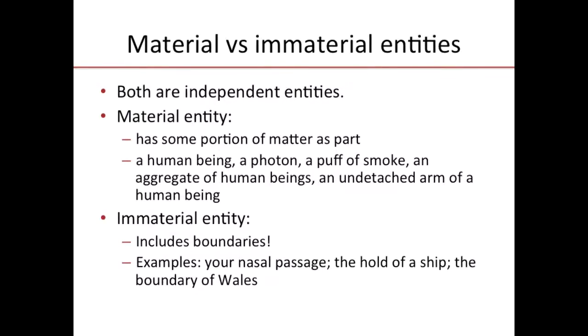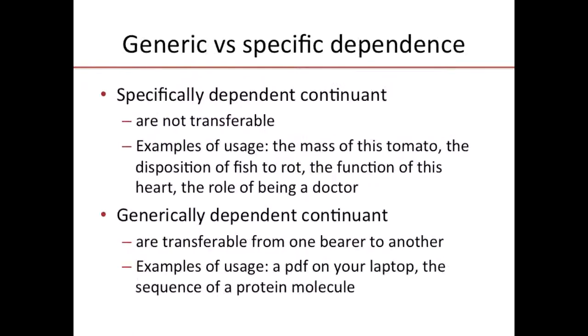Immaterial entities are really simple. Don't mistake those for abstract entities. So immaterial means the inside of this room is an immaterial entity. The inside of my nose or my mouth is an immaterial entity. It has boundaries that are material, but itself is immaterial. The boundaries themselves are also immaterial. For example, the boundary of Wales. Very nice. The boundary of Wales.